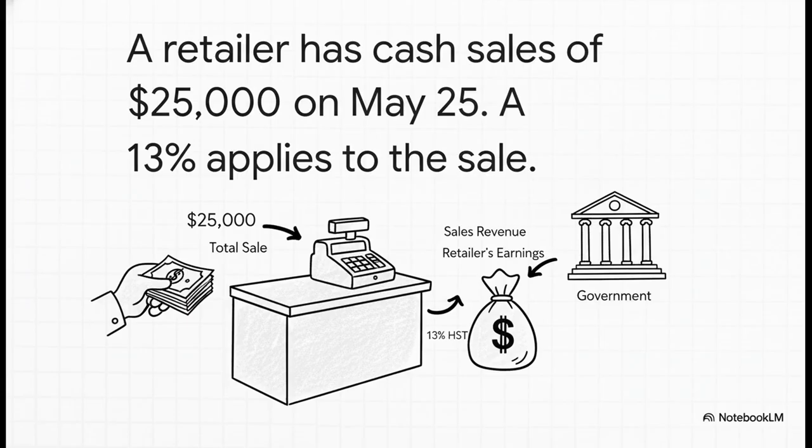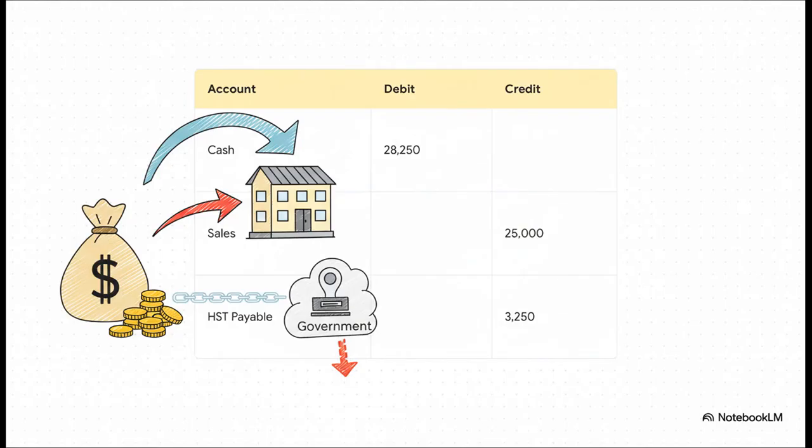Imagine a store makes cash sales of $25,000. Now, in this case, there's a 13% HST. The crucial thing to understand here is that the retailer isn't just collecting money for itself. It's also acting as a collection agent for the government. That sales tax money was never really theirs to begin with. So how does this look in the books? This is where it gets interesting.